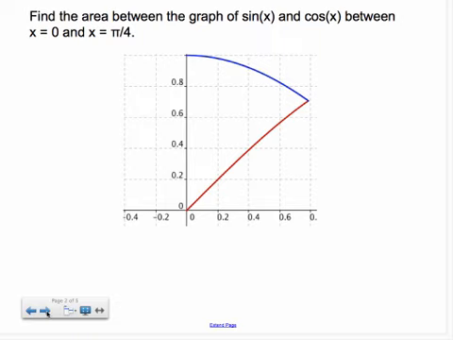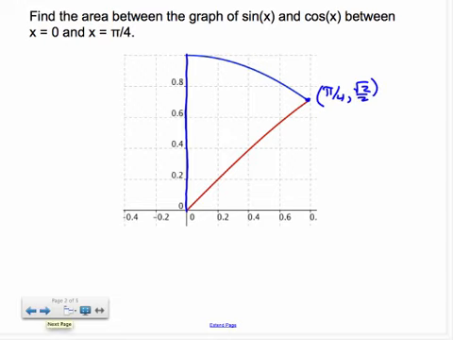So here we have, find the area between the graph of sine x, which is in red, and cosine x, which is in blue, between the lines x equals 0, which is the y-axis, right here, and x equals pi over 4, which just happens to be where the two curves intersect anyway. So the region we're talking about is the region that's enclosed by those boundaries.